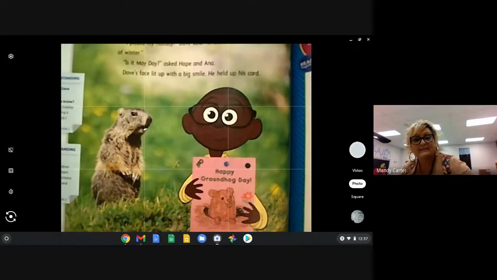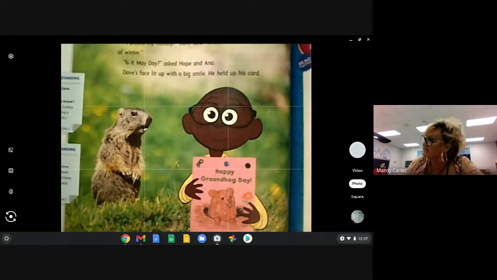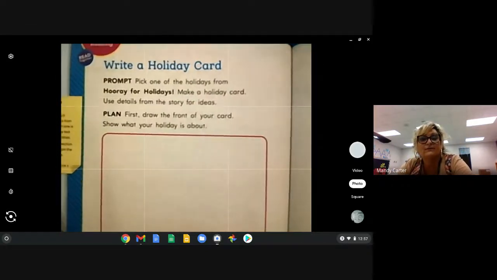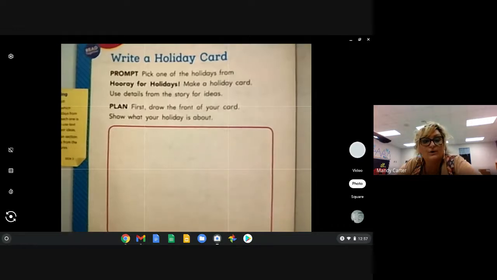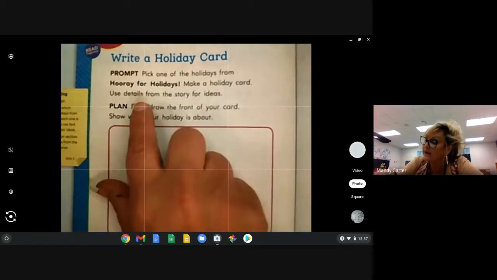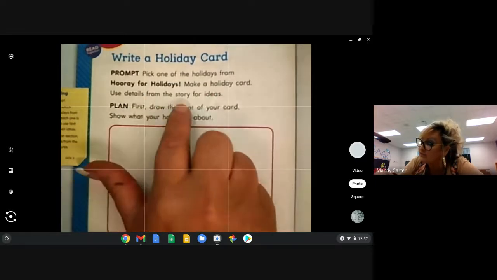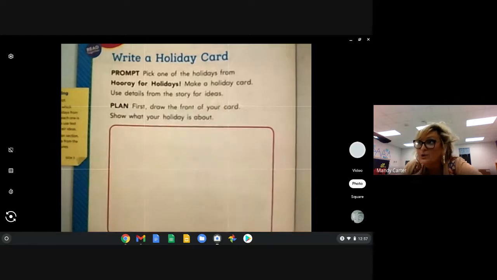So now we know what happens at the beginning, we know what happens in the middle, and we know what happens at the end. And now this is the fun part for you to do. Now that you know about the beginning, middle, and end, and story structure, you can make your own holiday card. You can pick one of the holidays from Hooray for Holidays, and you can make a holiday card using details from the story for ideas. So you can look back in the story and find some text evidence that supports your card.